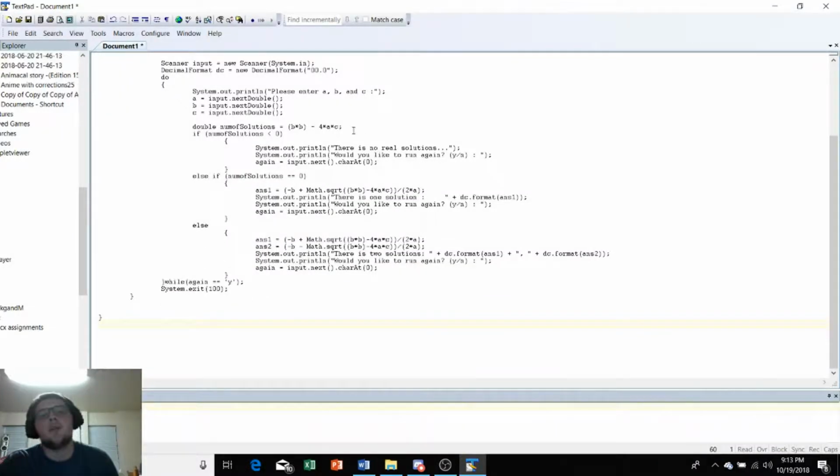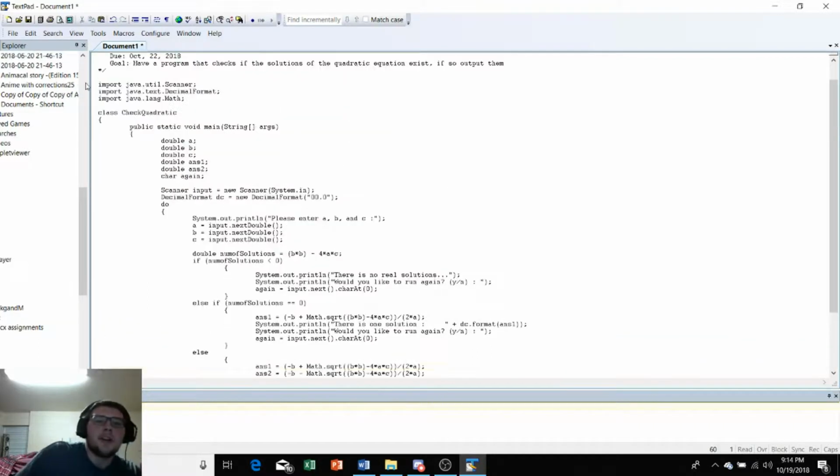Okay. You just take what's inside the square root, and that'll determine how many solutions, if any. You take the b squared minus 4ac. If it's less than 0, there are no solutions. If it's 0, there's one solution. If it's greater than 0, then there are 2 solutions. And we're going to see. But let's start at the beginning.